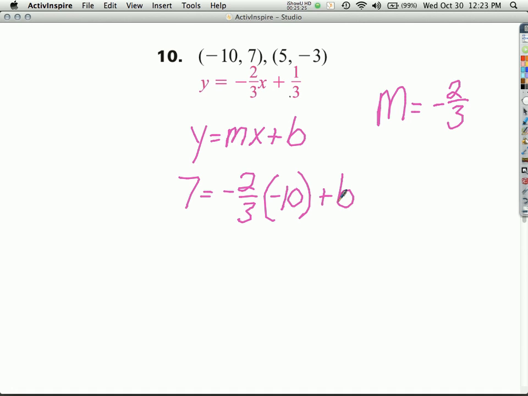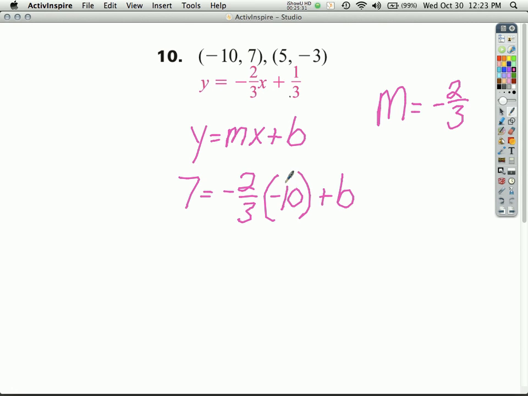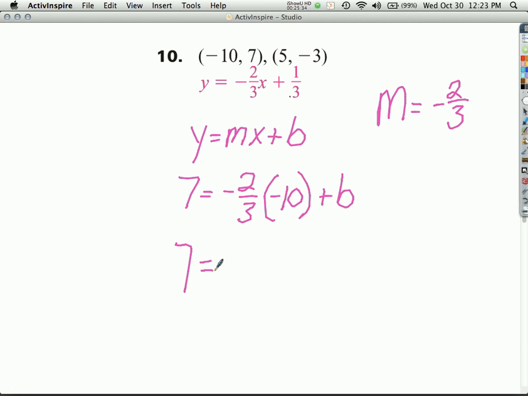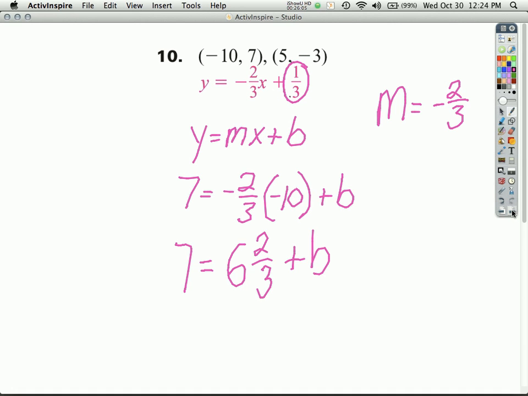So now it's just a matter of simplifying. So this becomes 20/3. 7 equals 20/3 plus b. But what's another way to write 20/3? Come on. 6 2/3. So don't even solve it. Just think about it. This number plus what will give me 7? 1/3. Okay? I've got to move on, so I apologize. If you still have questions, I'll try to answer them during care.